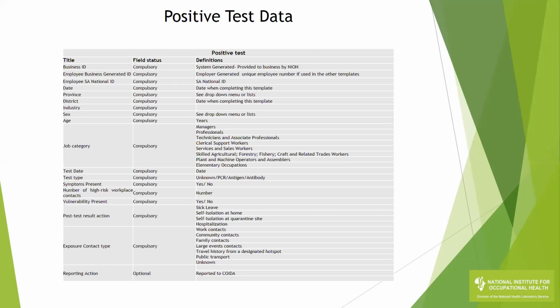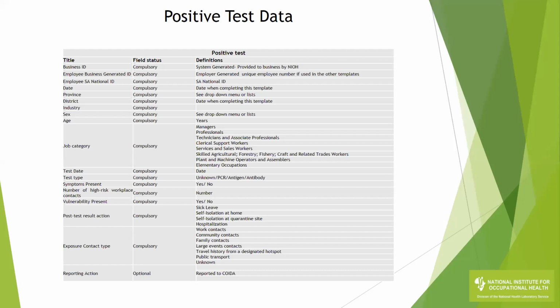So we've got the test date. You follow the same format that I shared earlier. Test type is also still a compulsory field. You get to choose from the list of options that you're given there. Symptoms, whether they were present or not, is a compulsory field. It has to be a yes or a no and cannot be left empty.